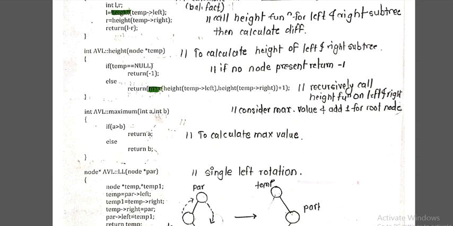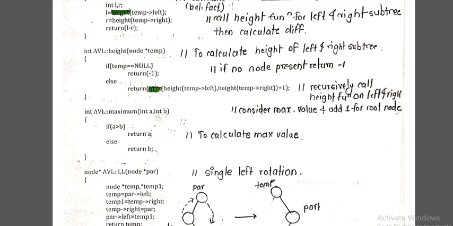Now this height function. In this height function we have to calculate the height of the left and right subtree respectively. If your temp node, that is, the node from where you are calculating the height, is null, it should return -1, as there is no need of calculating the height. But if it is not null, then you have to calculate the height of temp left, the left subtree, and the height of the right subtree, so here we are recursively calling the height function for left and right.